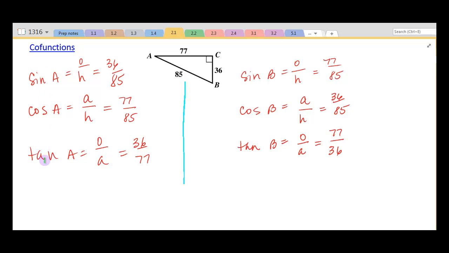found sine, cosine, and tangent for angle A in this triangle. Then we came back and found sine, cosine, and tangent for angle B of this right triangle that I have represented here. And if I wanted to compare the trig function values for angle A to angle B, I want you to notice that, let's just look at the sine of angle A. The sine of angle A is 36 over 85.